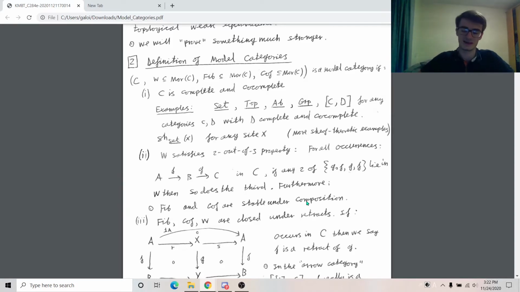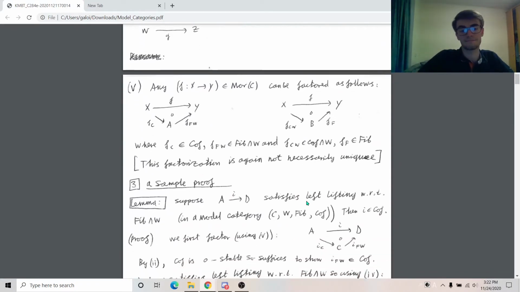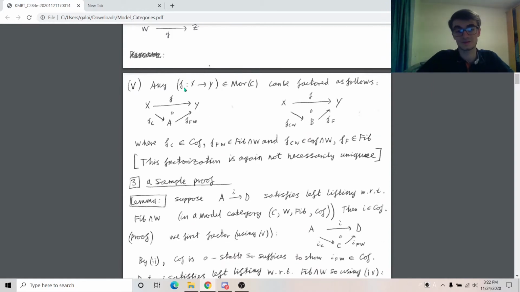So the last property states that there should be enough fibrations and cofibrations. Moreover, property 5 states that for any morphism F in C, it can be factored in two ways. You can factor it as a cofibration followed by a fibration and a weak equivalence, or as a cofibration and a weak equivalence followed by a fibration. These factorizations don't have to be unique. They don't even have to be functorial, although some authors require these factorizations to be functorial.